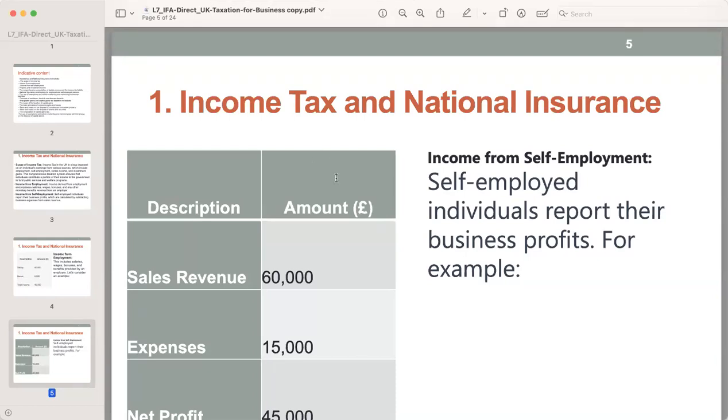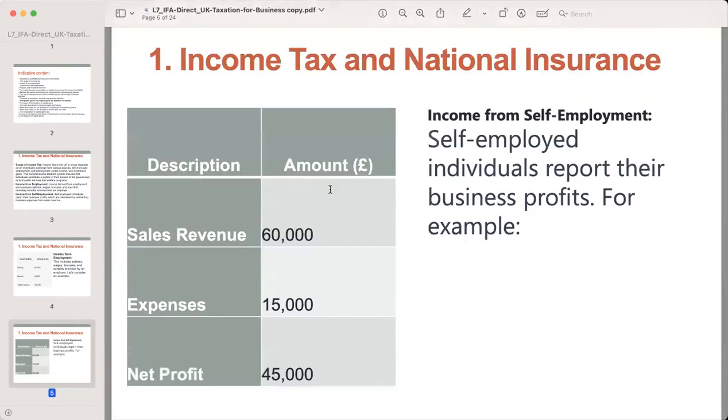Calculating taxable income. All right, so now let's talk about how we figure out how much tax you need to pay. We start with your total income and then subtract any deductions or reliefs you're eligible for. The amount left after these deductions is your taxable income. The government has different tax rates for different income levels. The basic rate, or normal rate, as you know, is 20%.